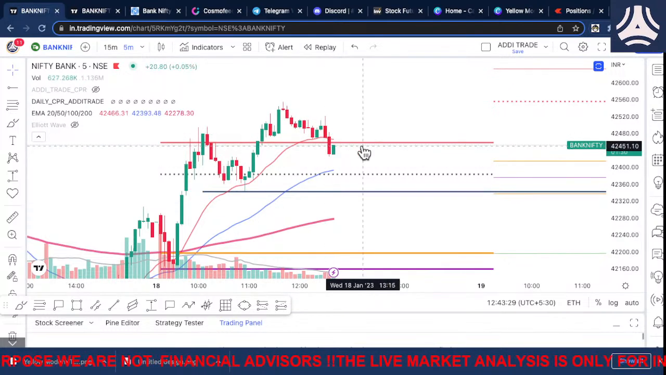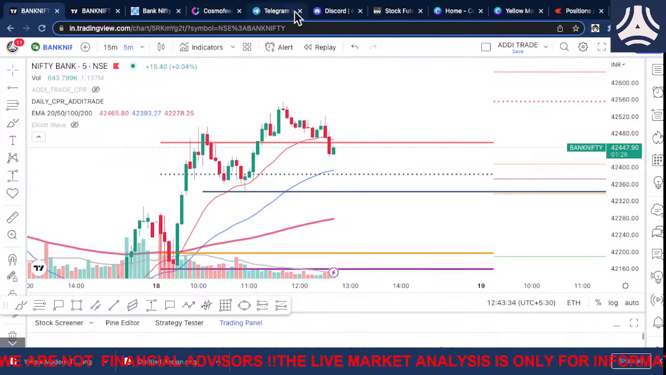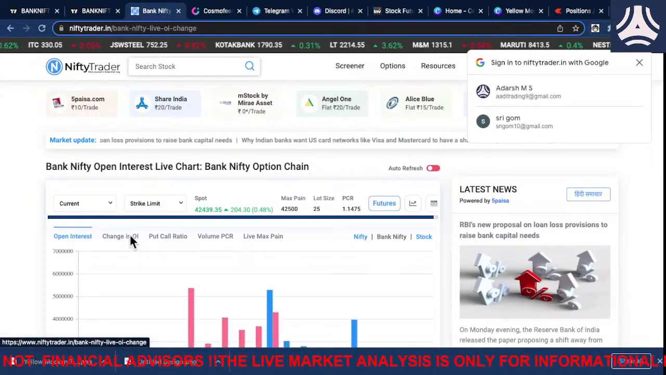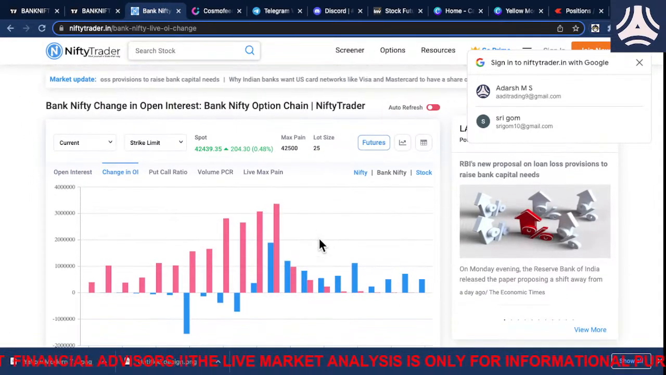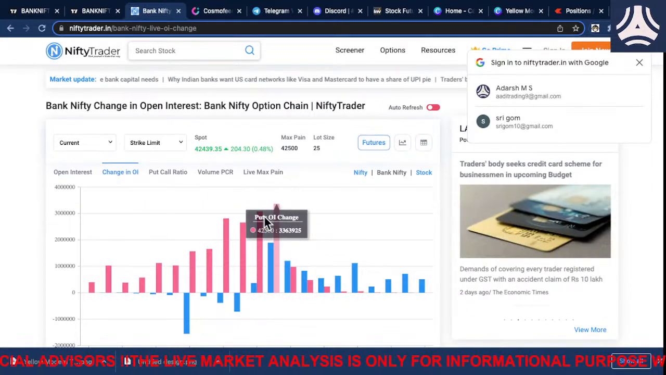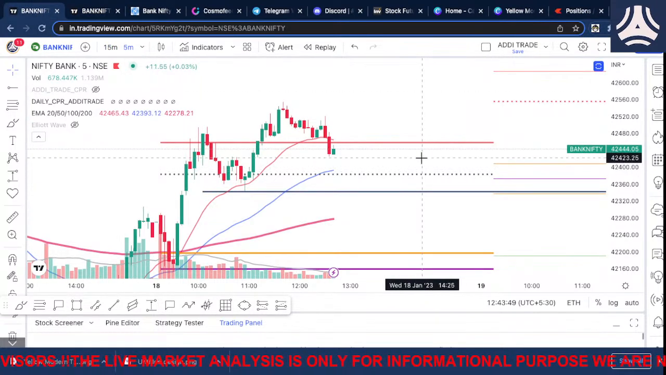See, with the same situation where we are closing below 20 MA and we are closing below R1, if there was some change in the OI showing some bearishness, right, we could have confidently taken a shot. But you see the amount of put writing that's there even at 500. We are at, what is the price we are at? We are at 42,400.